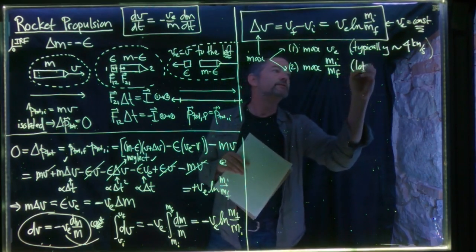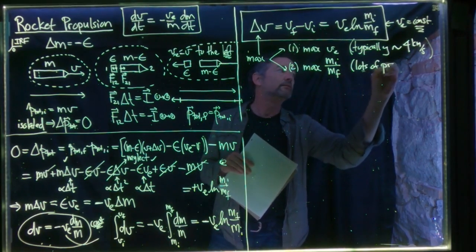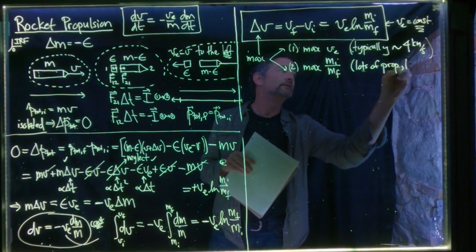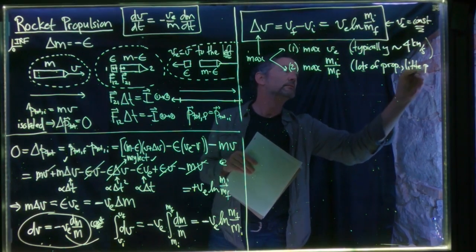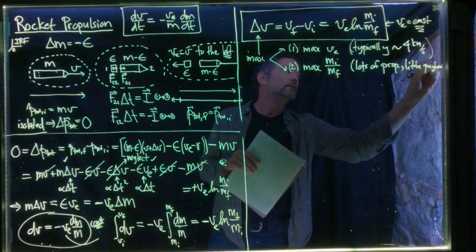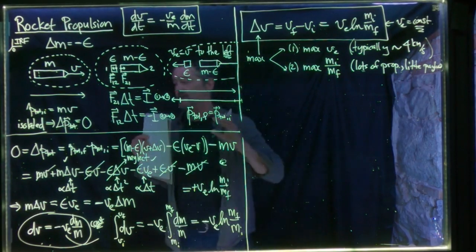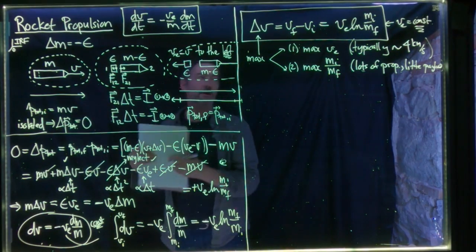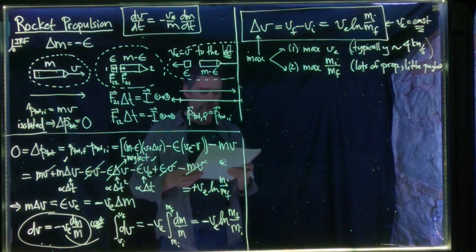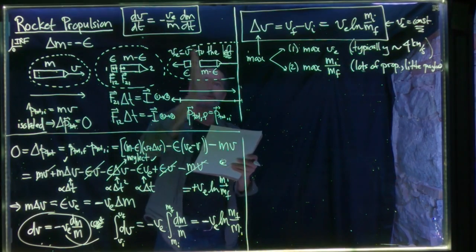So it's lots of propellant and little payload. Payload is the stuff you eventually get moving really fast, what's left of the rocket. This thing gets smaller and smaller and smaller. You're only left with that little thing.